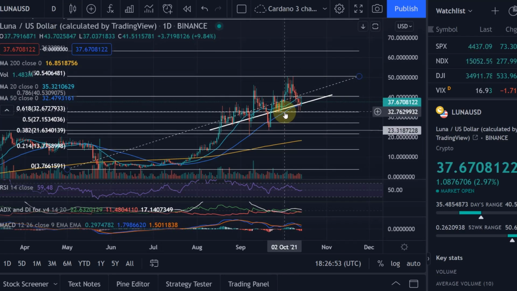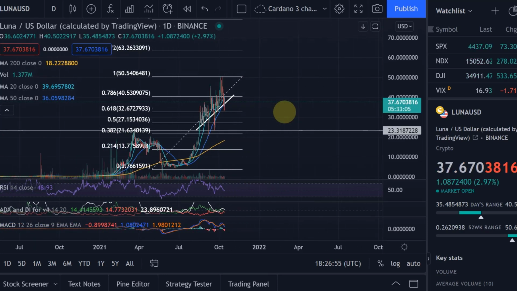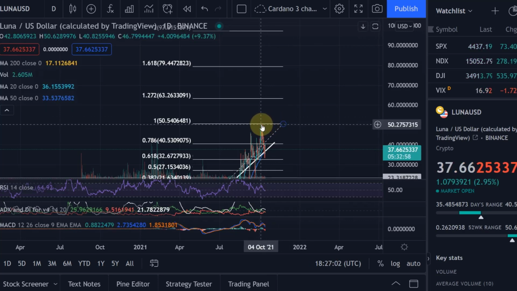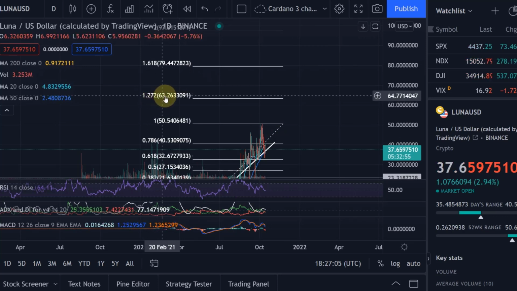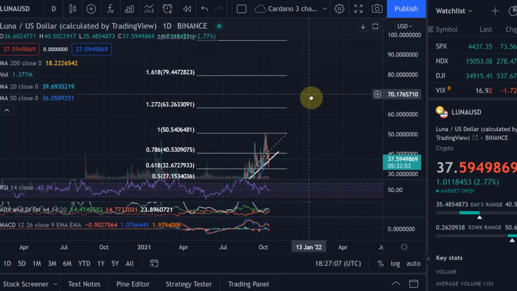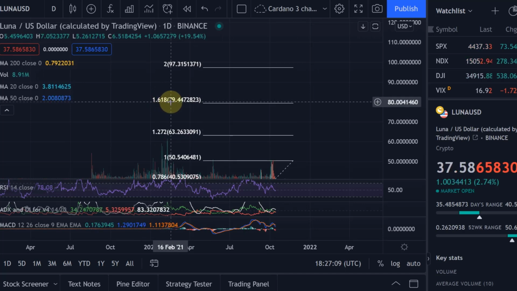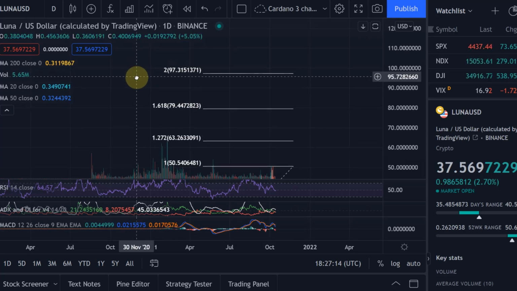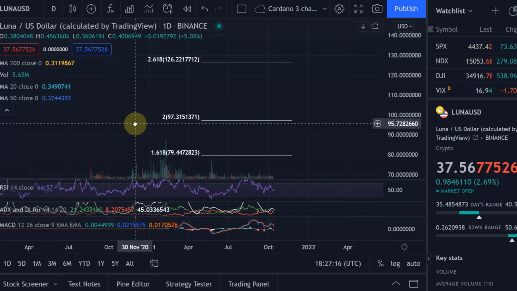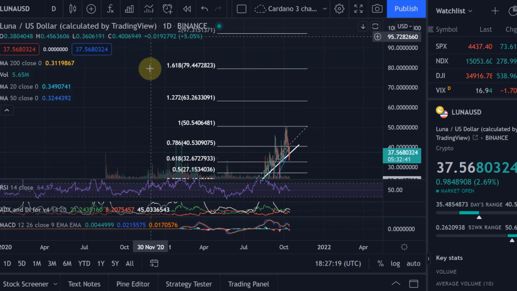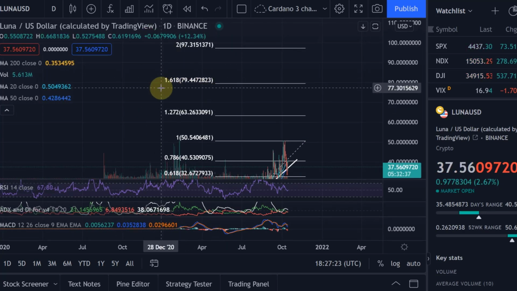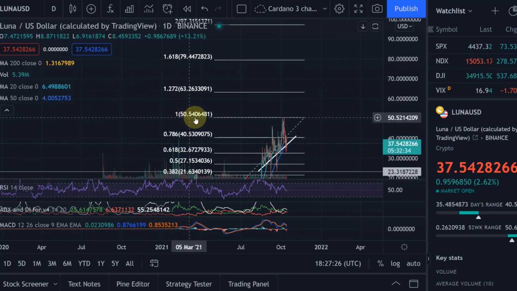And before I delete them, we can take a look here at the Fibonacci extension levels, just to give you an idea of where the next main resistance zones will be should we get above the all-time high again. So we've got the 1.272 extension level at $63. After that, we've got the 1.618 extension level of $79.44. And after that, we've got the $97. After that, we've got the $126. But one of the most significant ones here is the $80. That's the 1.618 extension level, a very important extension level.